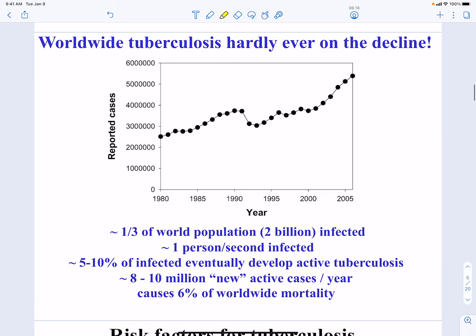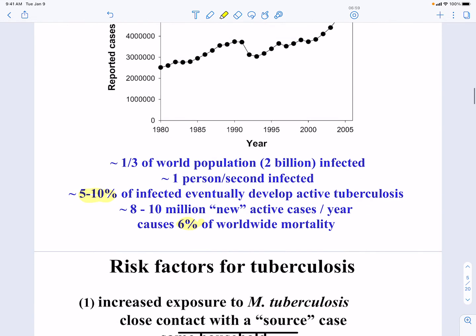So tuberculosis always seems to be climbing instead of declining. About a third of the world's population are thought to be infected, which means that transmission is about 1 person per second. Most people will not develop active tuberculosis. Even though there's a lot of people infected, about 5 to 10% of them will present with some sort of disease. However, those that have active tuberculosis are the spreaders, and so they're the ones that are continuing to affect new people. And so you get about 8 to 10 million new cases every year. This has a pretty high burden on worldwide mortality and about a 6% burden with respect to TB.